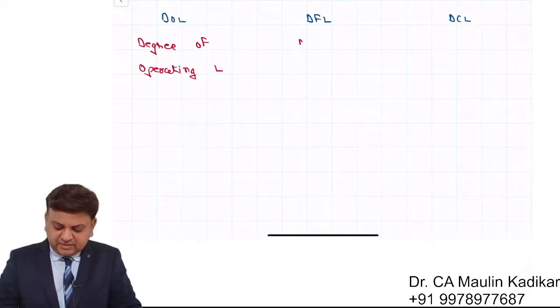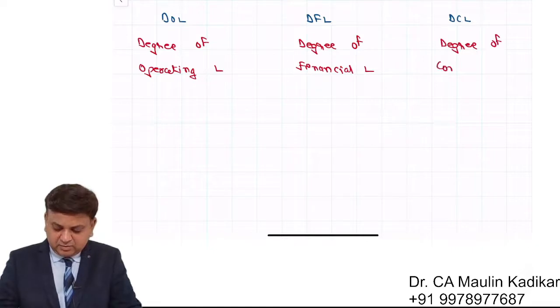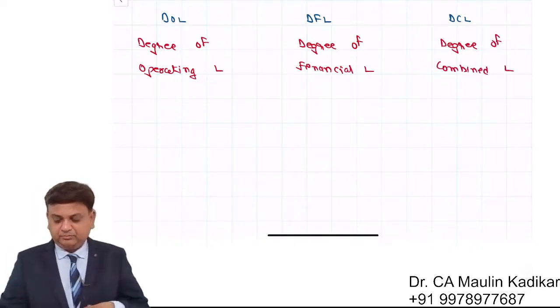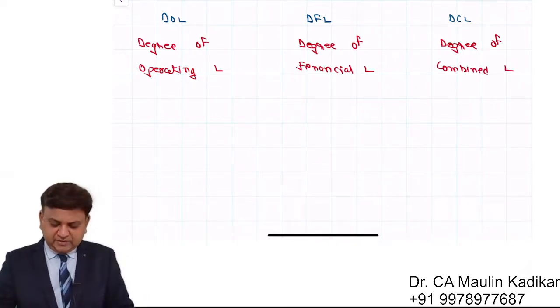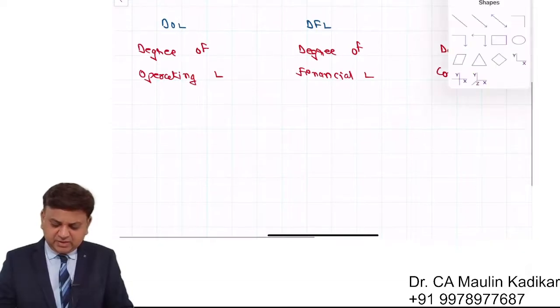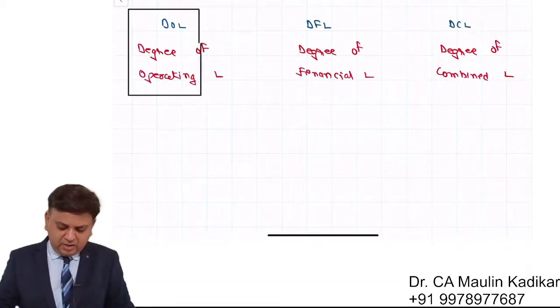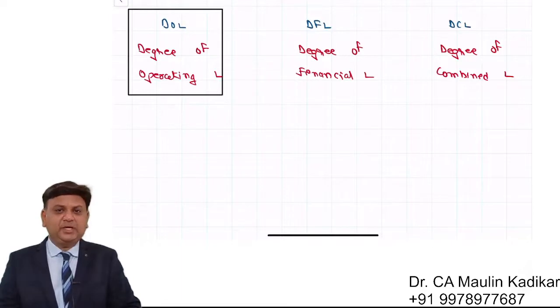The second is given a name as degree of financial leverage. And the last is called degree of combined leverage. Instead of giving explanation for all of them, first of all, initially I start with the term DOL, that is degree of operating leverage.